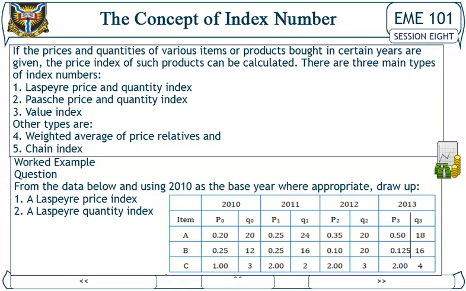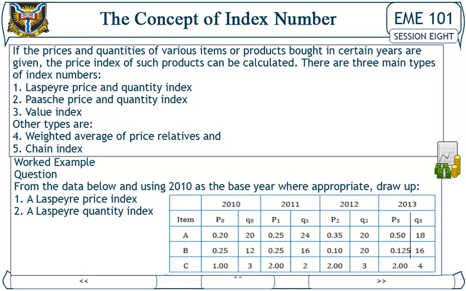There are three main types of index numbers: Laspeyres price and quantity index, Paasche price and quantity index, and value index. Other types are weighted average of price relatives and chain index. Below is the worked example.